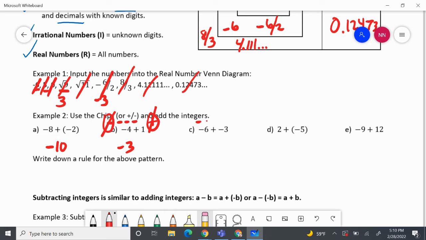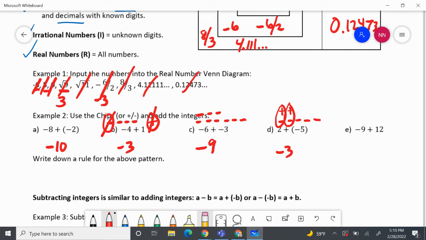Here we have 6 negatives. And we have 3 negatives. And so if you look at that, that would be a total of 9 negatives. For the next one, we have 2 positives. We have 5 negatives. Notice that the positive and the negative, they become 0. So what's left over is a -3.